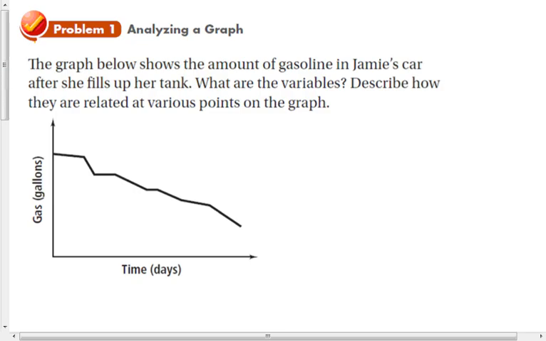All right, in this first problem, we're going to analyze this graph, decide what the variables are, and describe how they're related. The graph below shows the amount of gasoline in Jamie's car after she fills up a tank. So it actually shows that her gas is decreasing over time. Our independent variable is time, or x variable, and our dependent variable is gas. So the amount of gas we have depends on how long time has gone by.